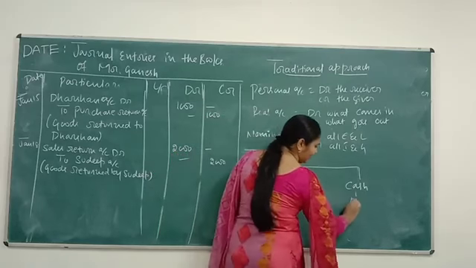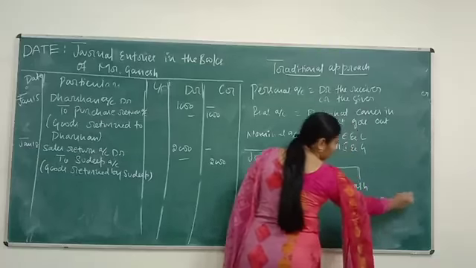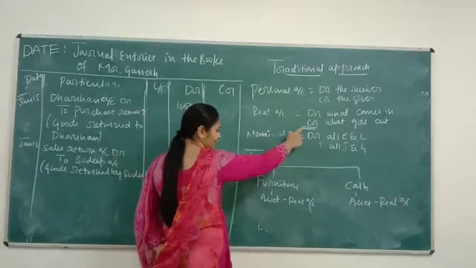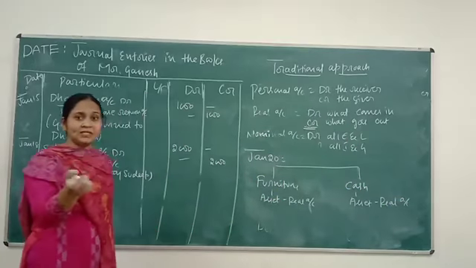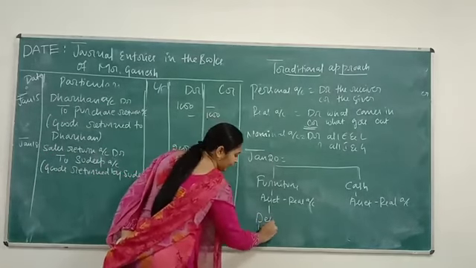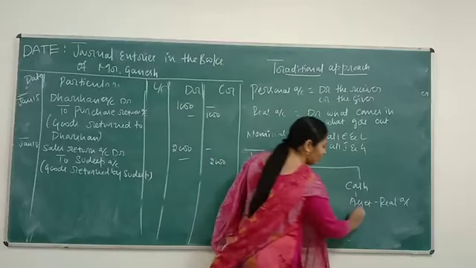Cash is also an asset. Which account rule? Real account rule. What does real account tell? Debit what comes in, credit what goes out. The business is purchasing furniture. Is it coming in or going out? Coming in. So I should debit furniture account. Cash is going out.